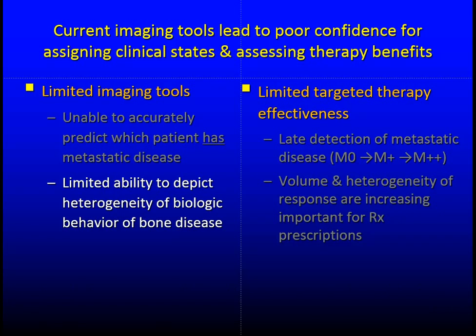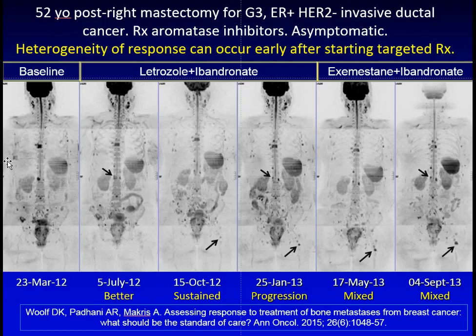The other problem is that we have a limited ability to depict heterogeneity of biological behavior to treatments. This heterogeneity of biological behavior can be observed with more sensitive techniques such as whole body MRI scans. So this is the same patient that I showed you previously, who was treated with aromatase inhibitors, and what we see is that some metastases do get better, and here is a metastasis that does get better, and we can follow it over time. It's still persistent, but still present.